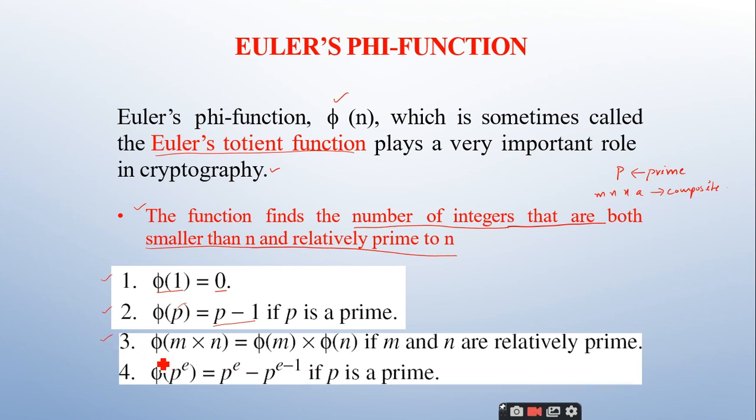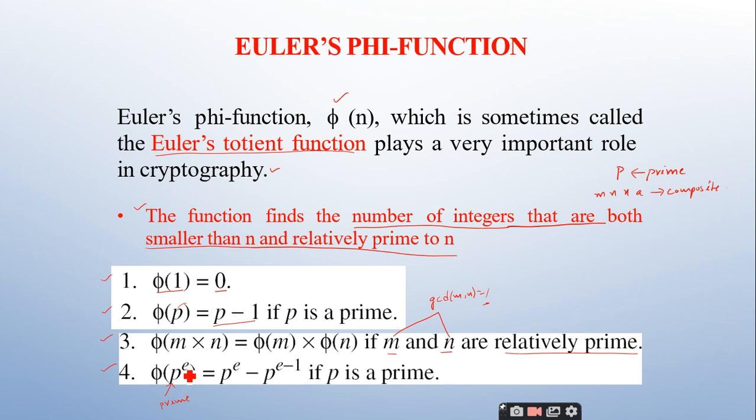Similarly, the third formula is phi of m into n, the product of m and n, is equal to phi of m multiplied with phi of n, where m and n are relatively prime, right? Relatively prime means these both numbers should have the GCD as 1. That means their common divisor is not more than 1. Is it clear up to this point? We'll see with a few examples, then it will be very clear for you. And the fourth formula, the last formula, is phi of p power e. As I told, p always stands for prime, right?